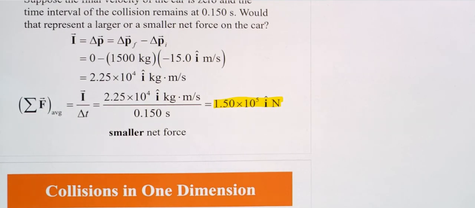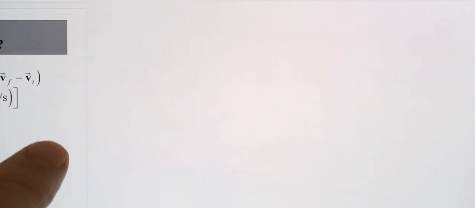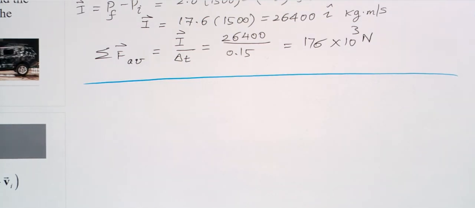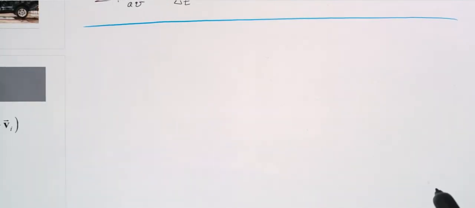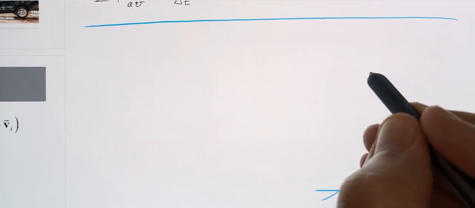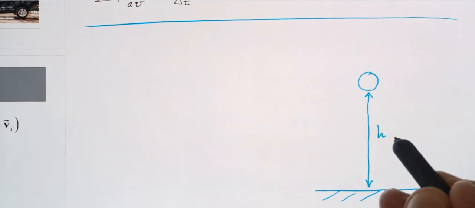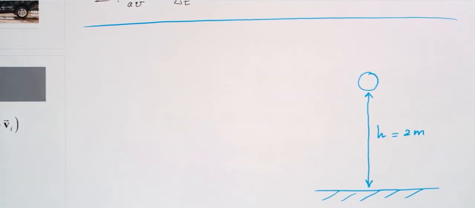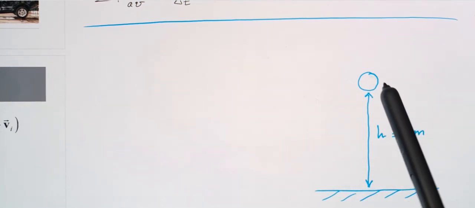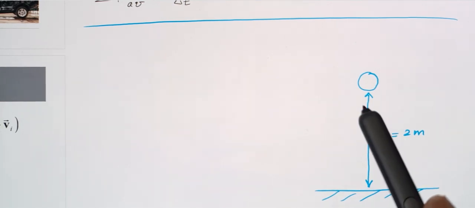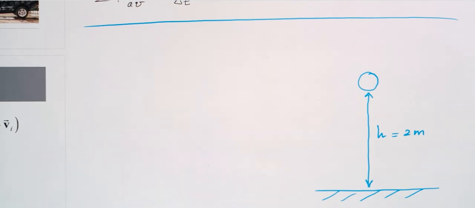Okay, here before we continue on collisions in one dimension, let me give you a hypothetical situation where students most of the time do badly. What's that hypothetical situation? Suppose that this is a ground and I have a basketball and the distance h is equal to 2 meters. So I will release the basketball. It will hit the ground and then it will bounce back. So assuming we lose no energy in the bounce back, the ball will reach the same height and it will have the same velocity, the same speed. Now here is the question.